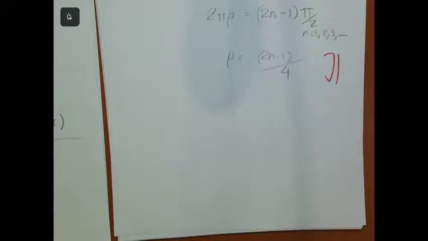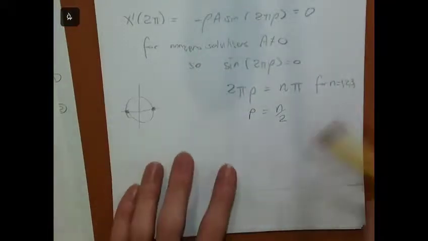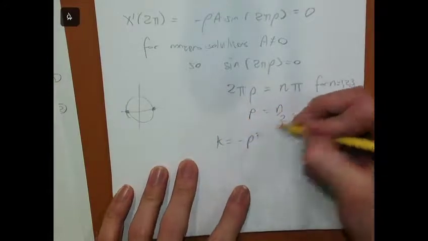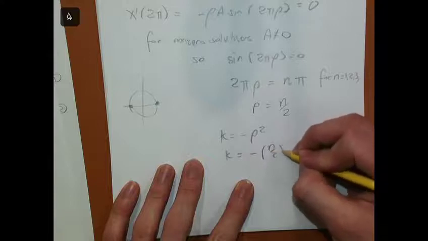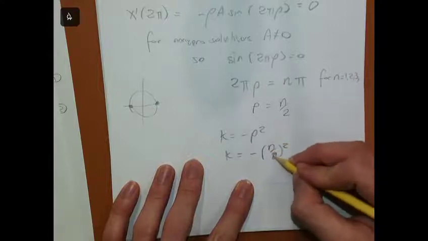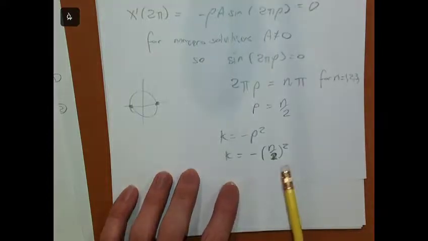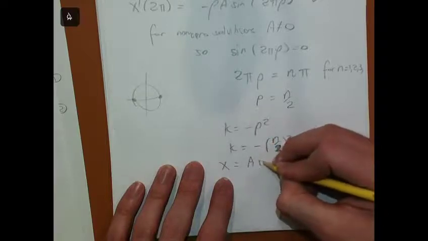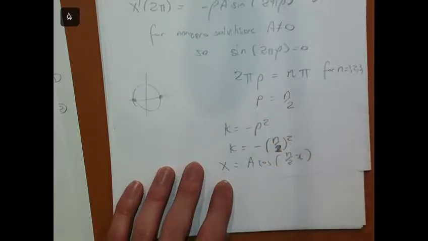Right, and so I have now figured out what the k is. It's n on 2. Well, actually it's not. Rho is n on 2. K was minus rho squared. And so the k is actually minus n on 2 squared. And not just that, I know what my x is as well. X was a cos rho x.